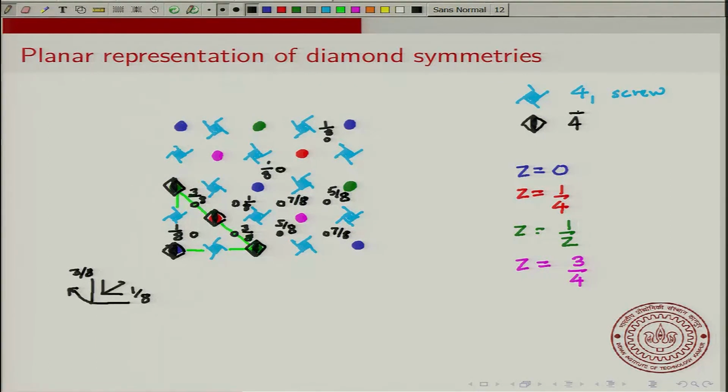Okay. So there are also screw axes. I am not showing them here, but there are also other screw axes in diamond, which we had already seen earlier. We had seen some of the screw axes in diamond. I won't show them in this figure because already we have shown a lot of symmetries in this.